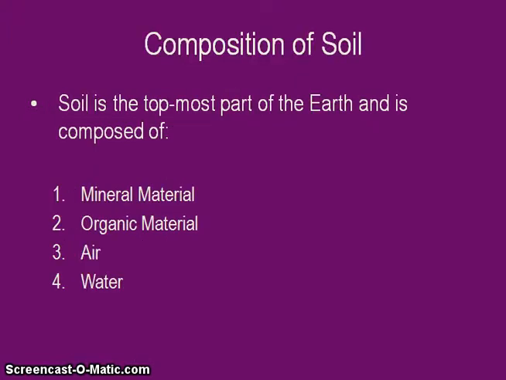So let's first talk about the composition of soil. Soil is the topmost part of the earth or the crust, and is composed of the following four things. Mineral material, and this makes sense because if we're breaking down rocks, remember minerals make up rocks, so of course we're going to have mineral material a part of that. Organic material, remember we're talking about pieces of plants or any kind of animal material, which is going to be found on the ground. And obviously there's going to be pockets of air within the soil, and water gets into the soil and is a part of it. So these four things are going to make up soil.